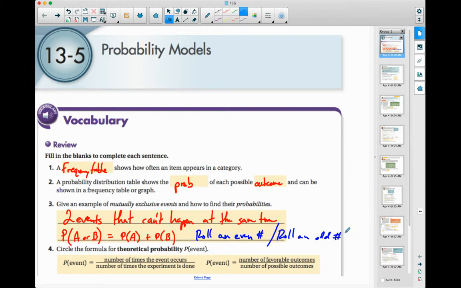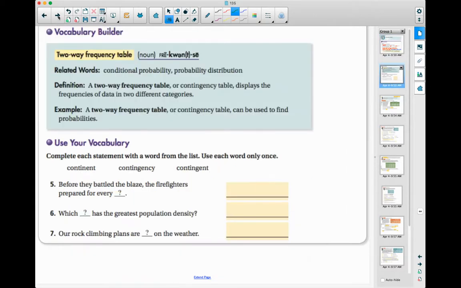Circle the formula for theoretical probability. Theoretical probability is what should happen. If I flipped a coin 100 times, I should get 50 tails and 50 heads, because there's a 50% chance of flipping that. So the theoretical probability is the number of favorable outcomes over the possible outcomes. Now, if you flip a coin 100 times, are you guaranteed to get 50-50? No, that's the experimental probability, if you actually sat down and did that experiment 100 times.